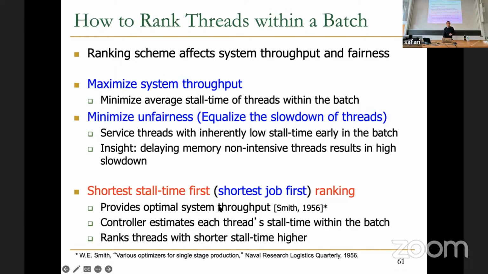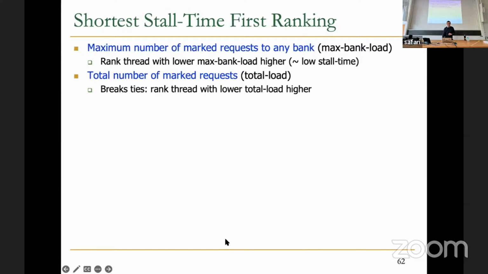Think about shortest job as shortest stall time first. We're going to estimate the stall time within the batch of each thread, and we're going to rank threads with shorter stall time higher. So we call this the shortest stall time first ranking. We're going to consider two metrics. The maximum number of marked requests to any bank that each thread has. This is called max bank load. And we're going to rank the thread with lower max bank load higher because we expect that lower max bank load leads to low stall time. And as a tiebreaker, we're going to use the total number of marked requests, total load, ranking the thread with lower total load higher, assuming max bank load is equal.